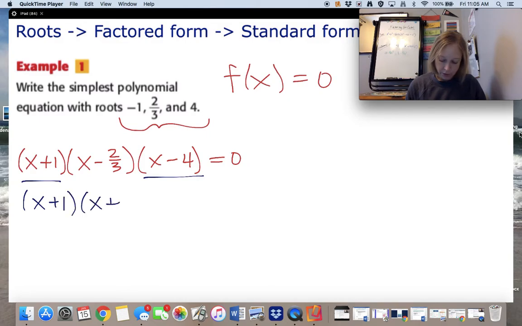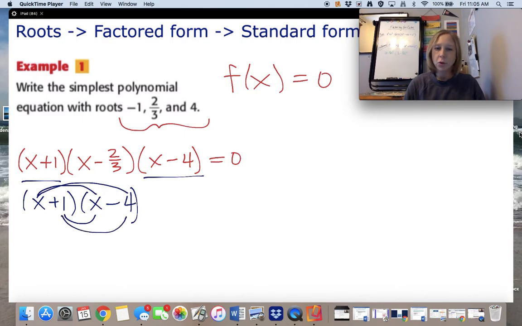This is where you could use that dreaded acronym FOIL. If you ever had Mr. Martin, you'll know you'll never want to use that word in his class. Remember, FOIL stands for first, outside, inside, last. It's a way for us to remember to distribute everything when we're multiplying two binomials. But we can also just distribute the x to both terms and the 1 to both terms. Okay, you don't need FOIL to remember that.